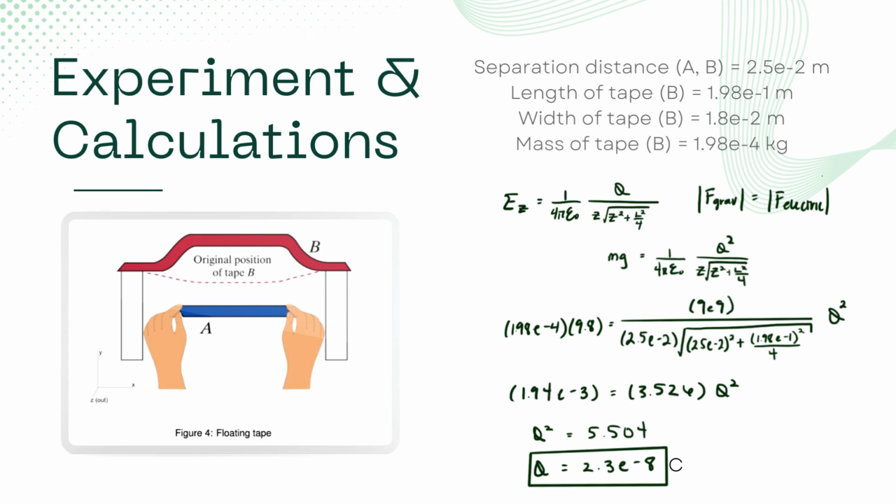In this experiment, we floated tape B by moving tape A close to it and below it. This data is found from the previous lab experiment. The specific experimental values are shown to the right.